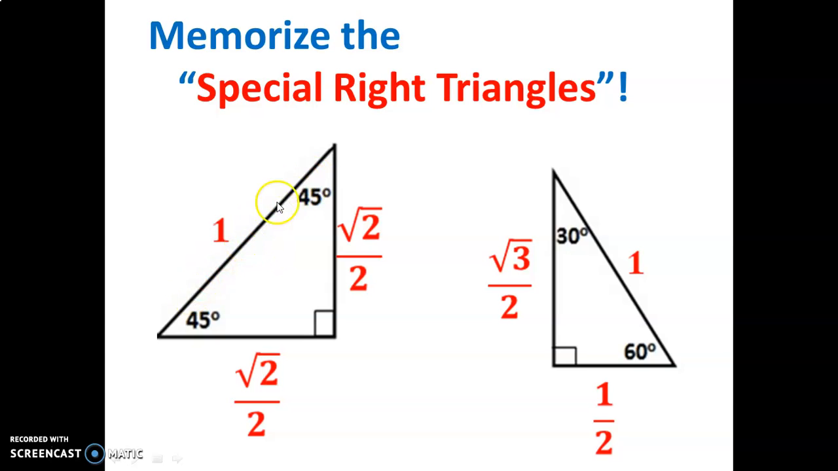With a hypotenuse of 1, means they can sit in a unit circle with radius of 1. In a 45, 45, 90, we're always going to have root 2 over 2 and root 2 over 2.